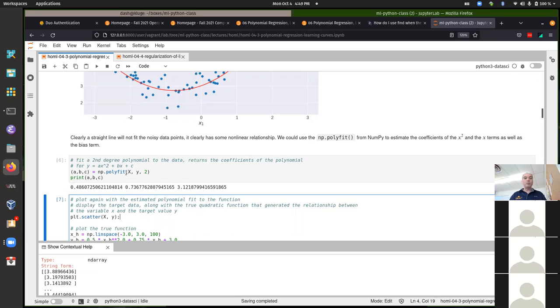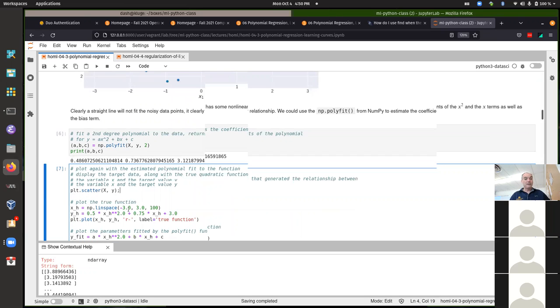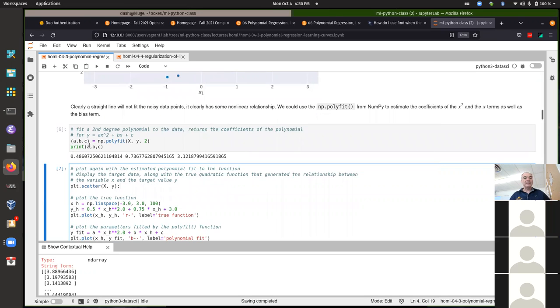So we're trying to predict Y from our set of values given in X here. In this case, you'll see A, B, C correspond to the first one being the X squared term, the second one is the X to the power of 1 term, and the third one is the X to the power of 0 term, right? And pretty good.